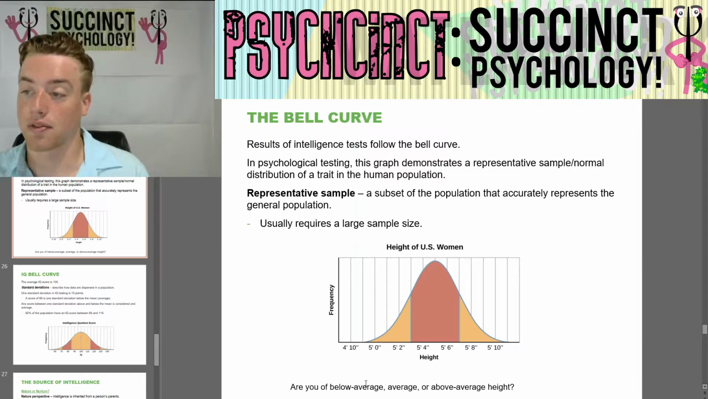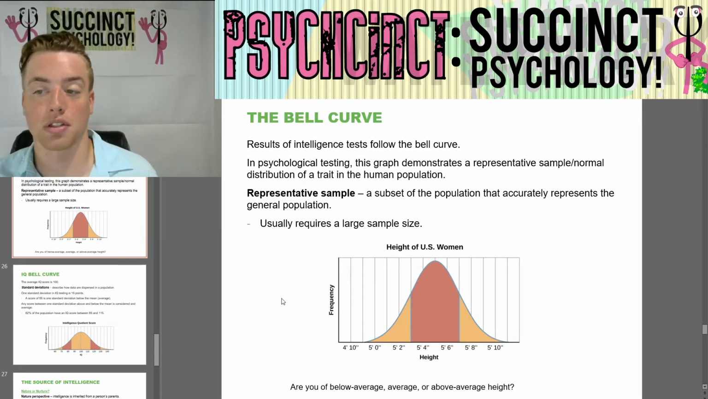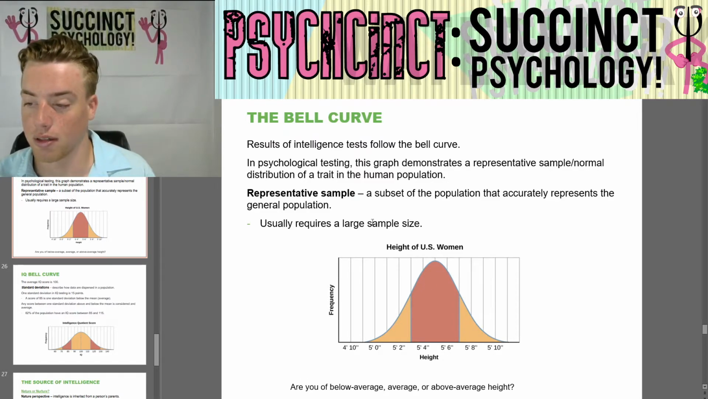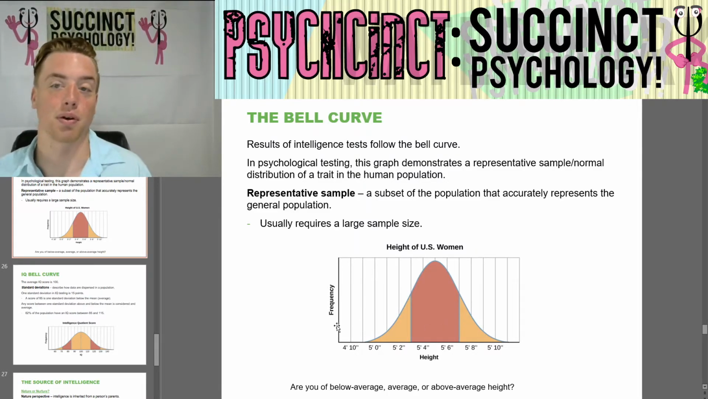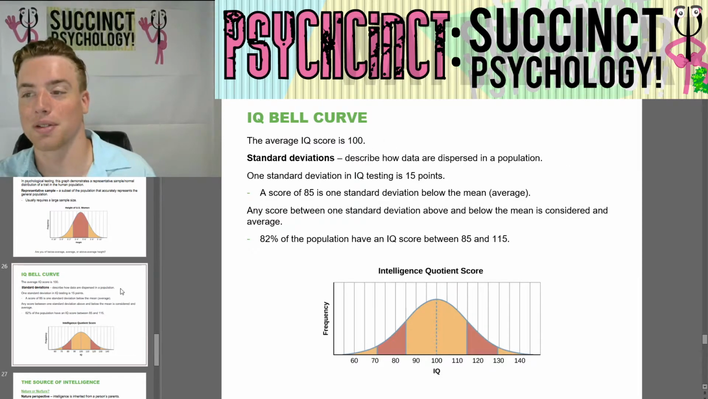So here we have a nice bell curve. Results of intelligence tests follow the bell curve. In psychological testing, this graph demonstrates a representative sample, a normal distribution of a trait in the human population. A representative sample is a subset of the population that accurately represents the general population, and it usually requires a large sample size. So here we have a bell curve of the height of U.S. women. Most of them fall between 5'3" and 5'6", and then they slope down. Not many full-grown women are 4'10", not many are above 5'10". So this is like the average. So are you below average, average, or above average height? Just let me know if you want to.